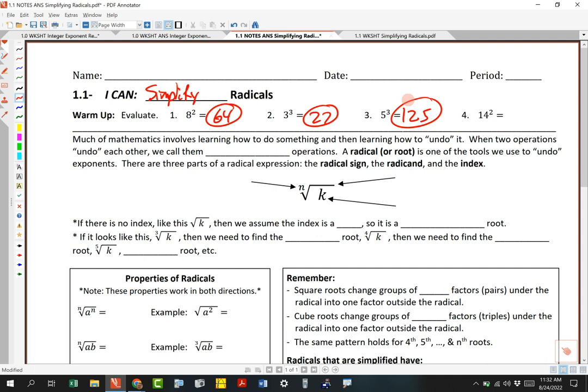Most teachers only make you memorize to 12 squared. If you've got memorized up to 20 squared, that's really helpful. This one is, Dane? 196. It is 196. Now, if you need a calculator for any of those, that's totally okay.